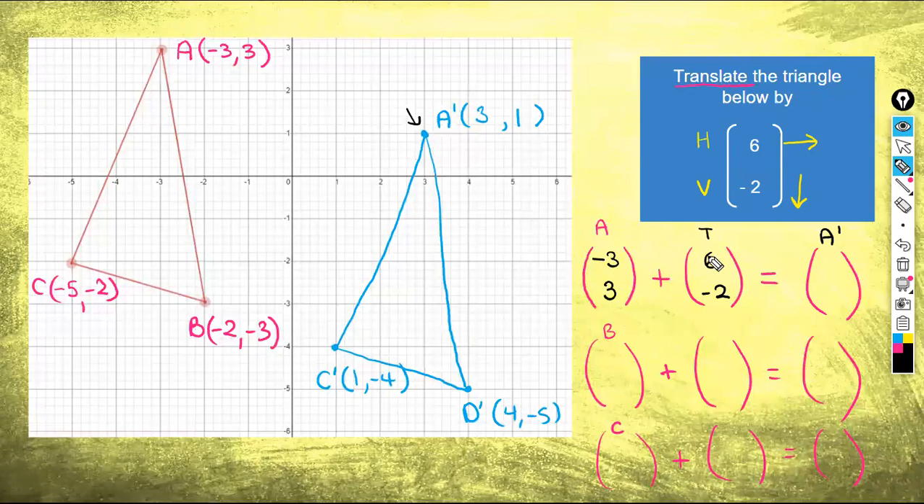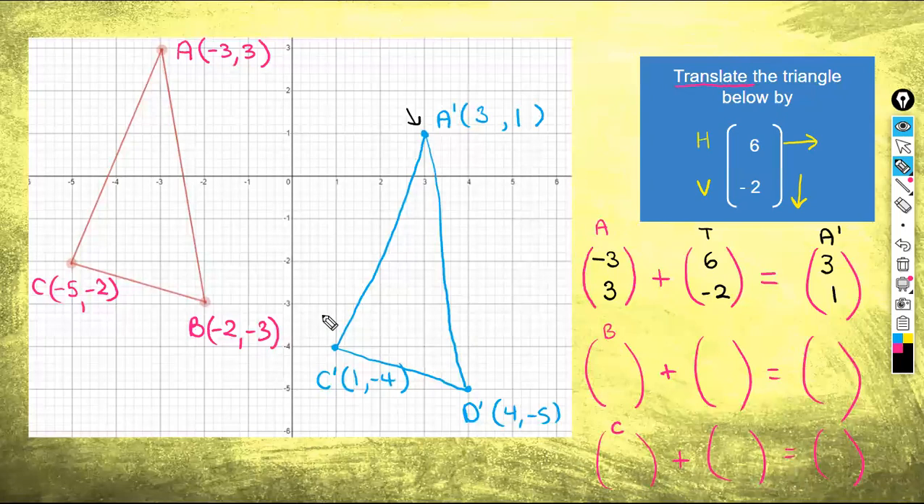Let's see if we get the same answer, 3, 1. Minus 3 plus 6 is positive 3. You can double check it on your calculator. And 3 plus minus 2 is 1. Didn't we get the same answer? I didn't have to count all the blocks and go downwards. I could have just used calculation to figure out the new A value.